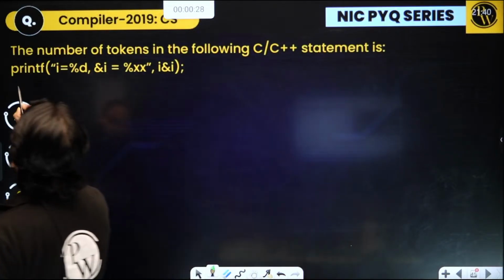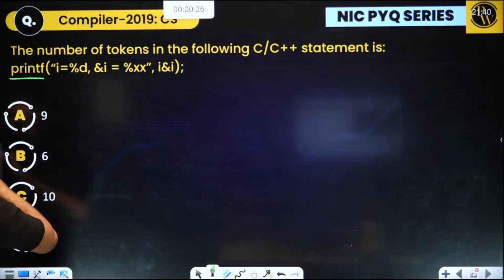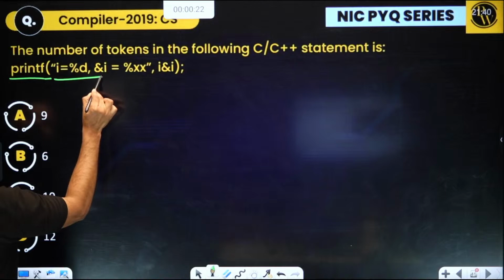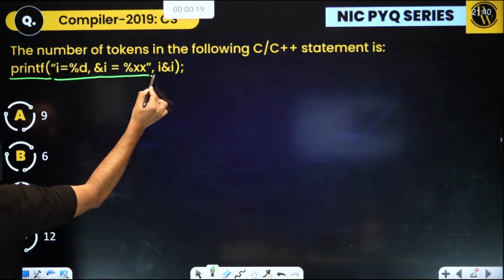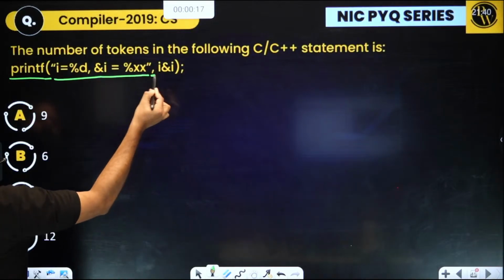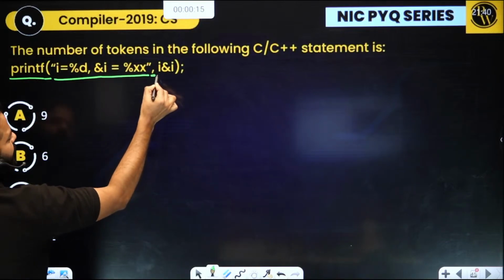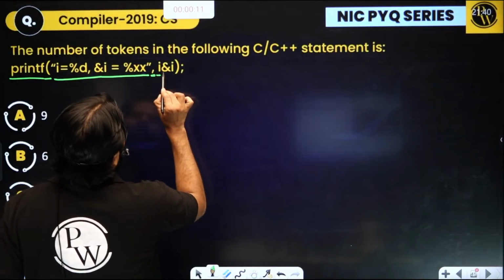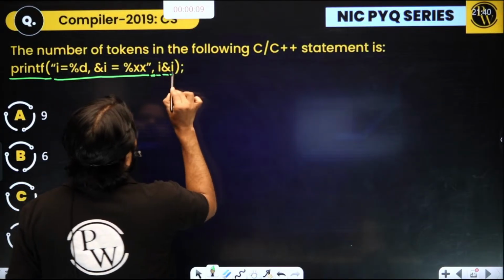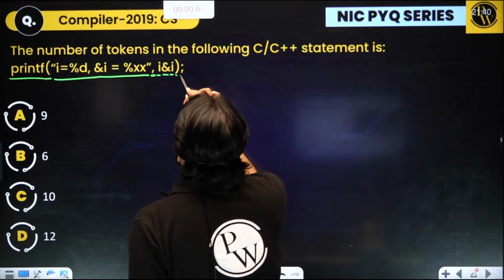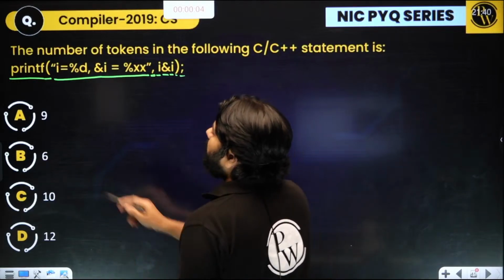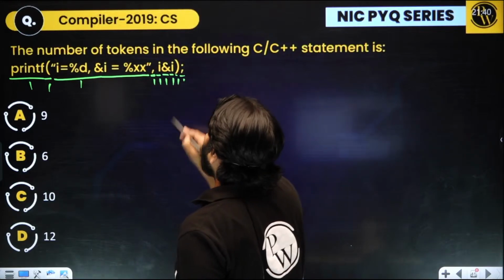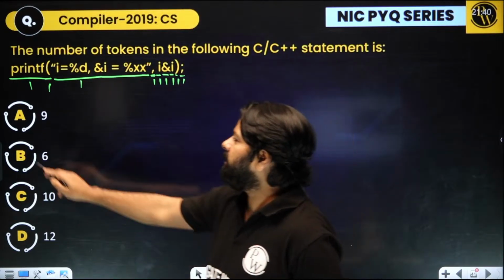What is the right answer? Printf is an identifier, and parenthesis, then string constant up to here, and then comma. Here I ampersand I is like an expression, right? Even though it has syntax errors, you don't need to worry about syntax errors. I ampersand I, so there are 3 tokens in that, and close parenthesis and semicolon. You have a total of 1, 2, 3, 4, 5, 6, 7, 8, 9. So option A is the correct one.